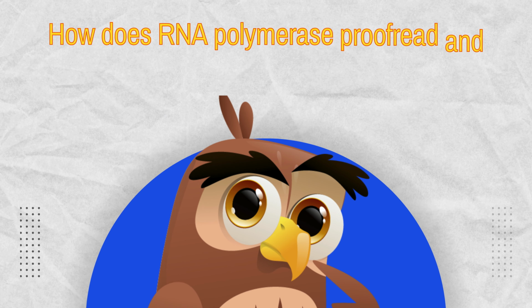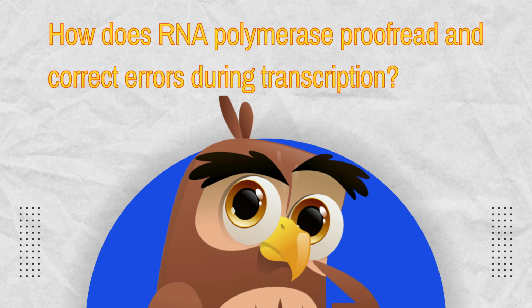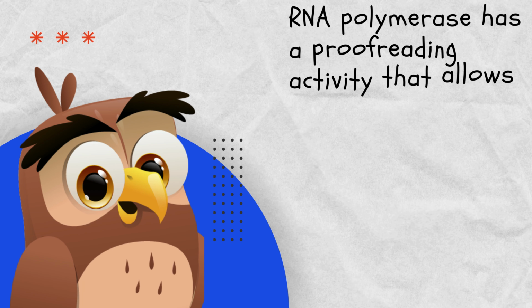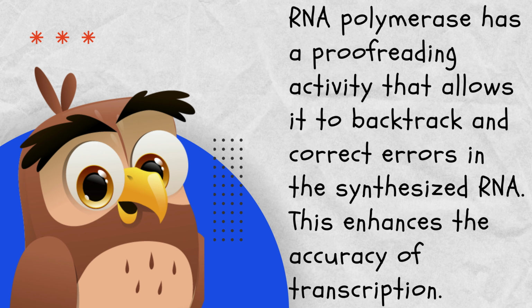How does RNA polymerase proofread and correct errors during transcription? RNA polymerase has a proofreading activity that allows it to backtrack and correct errors in the synthesized RNA. This enhances the accuracy of transcription.